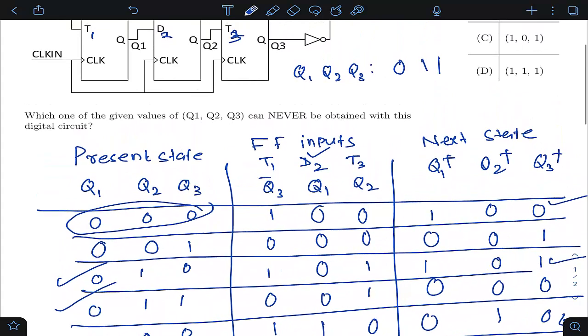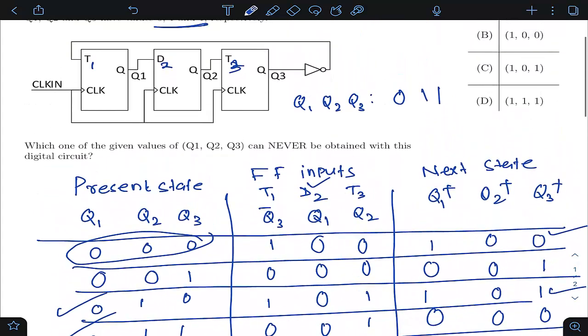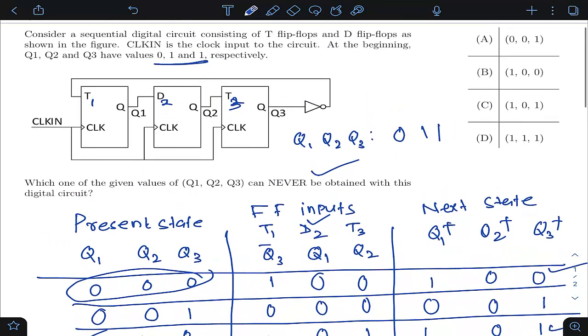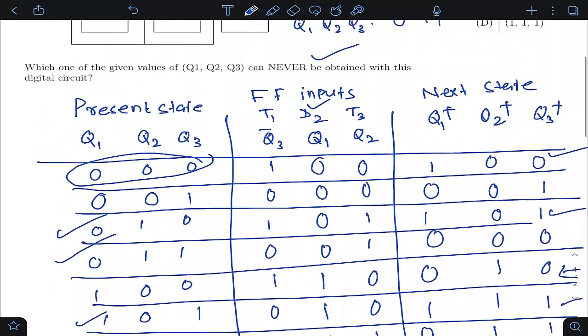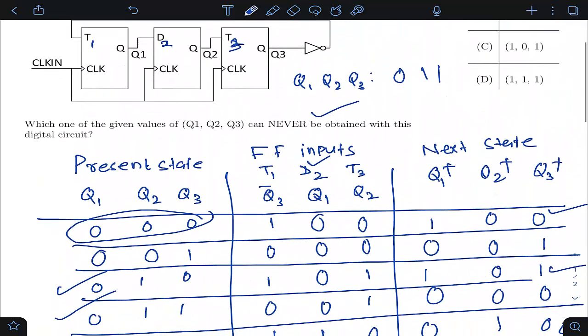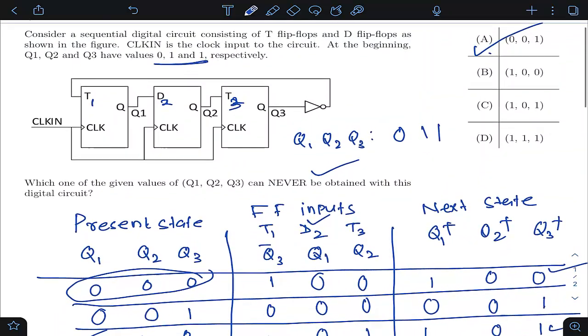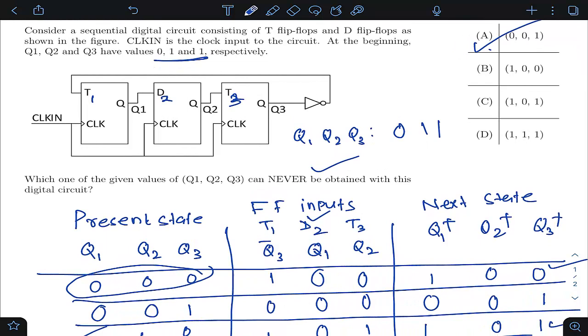Which one of the given values of Q1, Q2, Q3 can never be obtained? The answer should be 001. It is option A. So if you make this counting table and obtain the counting pattern, very easily you can visualize the picture. So the answer has to be 001 in this case, option A.